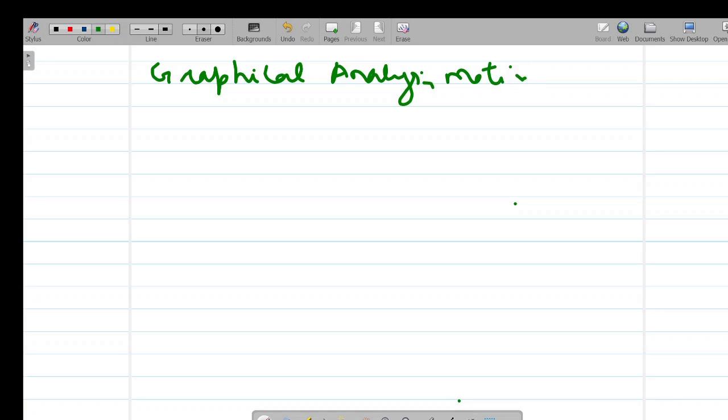Today let us discuss the graphical analysis of motion in a straight line. We are discussing graphical analysis of motion. First we have to understand what types of graphs are available to us. The graphs which we will be discussing in this video are the position time graph and the velocity time graph.